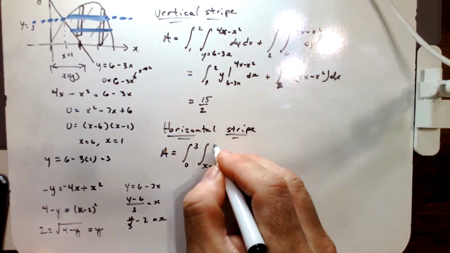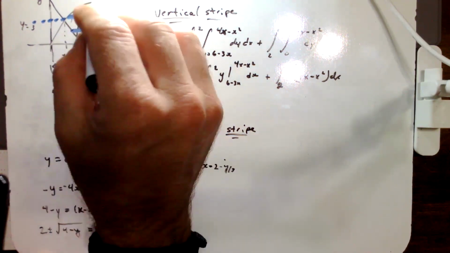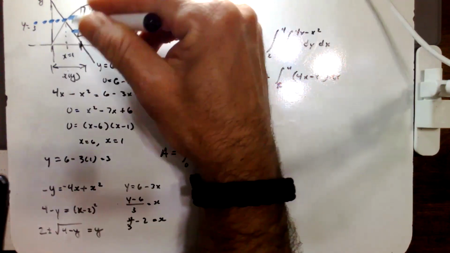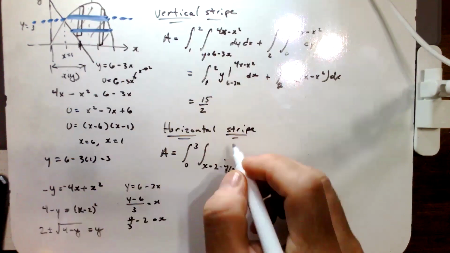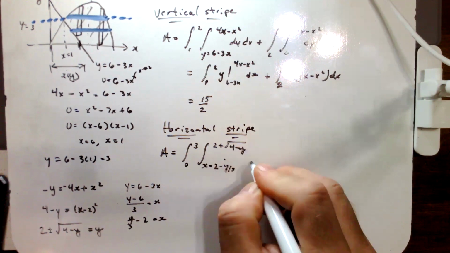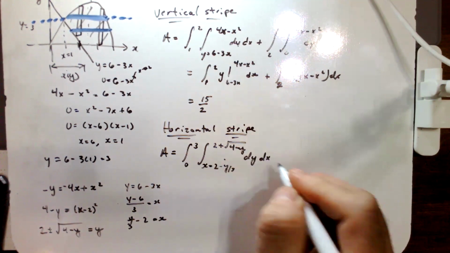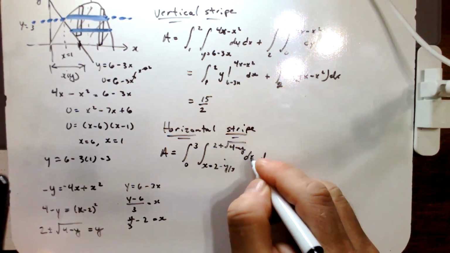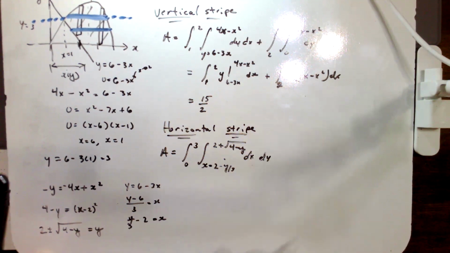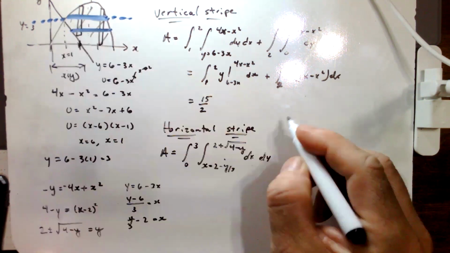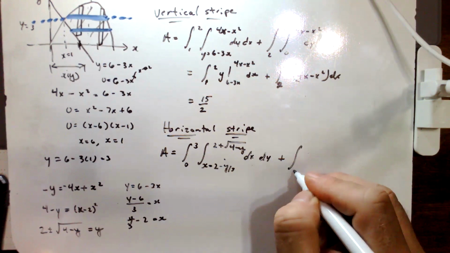And then we're going to have the upper branch on this first part. If you can kind of see that the quadratic is opening this way, this would be the upper branch, and that would be the lower branch. We're going to have 2 plus the square root of 4 minus y, dx dy. I was looking at the y's and thinking x's. Okay, so that will be the first branch.